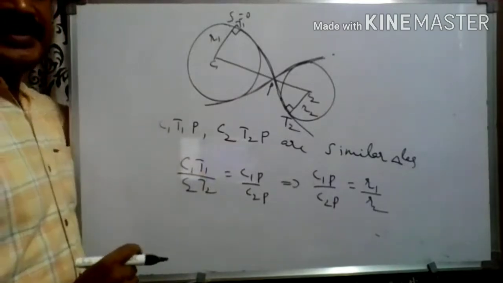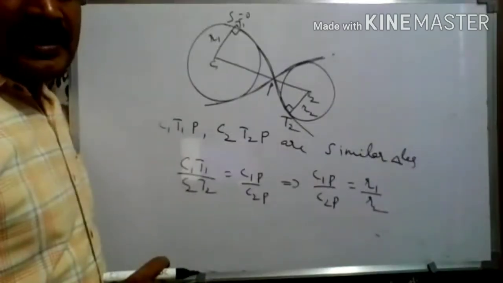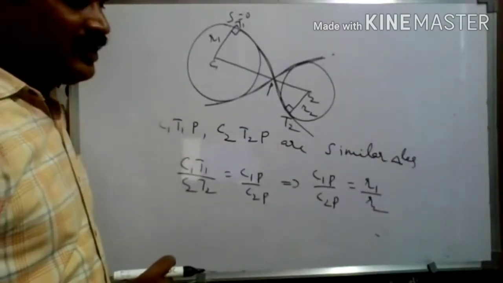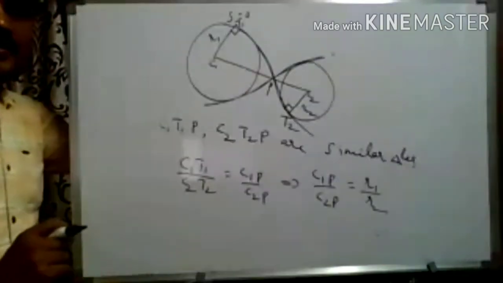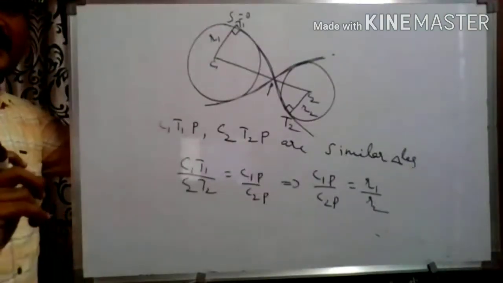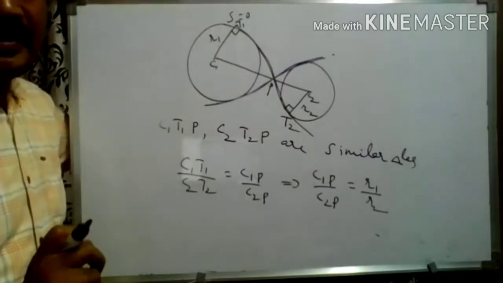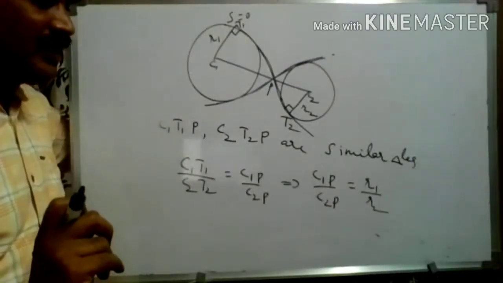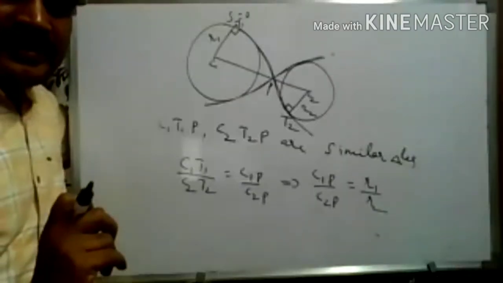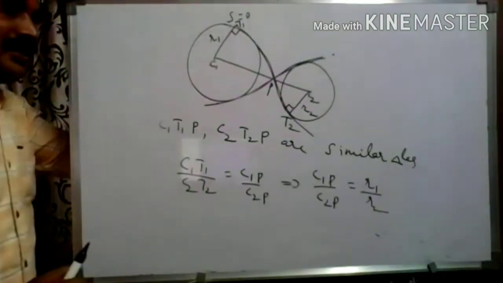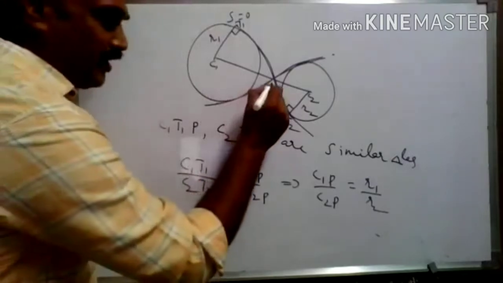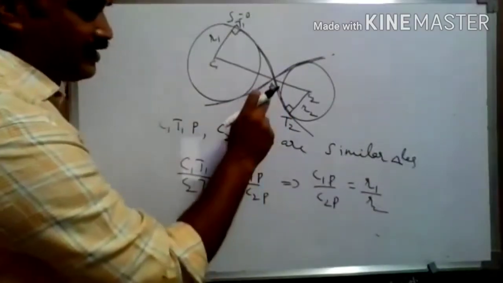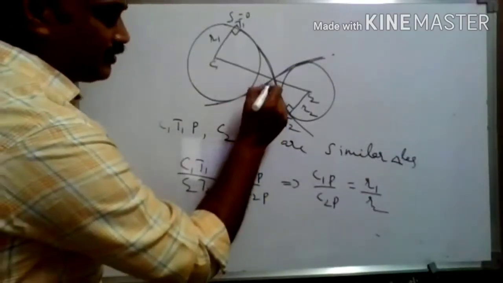The point of intersection of the transverse common tangents is called the internal center of similitude. The point of intersection of the direct common tangents is called the external center of similitude. Next, this is the point of intersection, the internal center of similitude. This is point P, students.